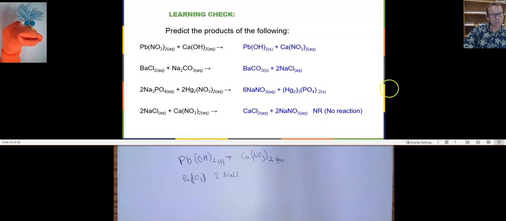Oh, and why do we say no reaction here? Because neither of those are solids. That's right, neither of these are solids. And so these are going to be broken up into ions just as they were when they were in solution, and there's no change going to happen when I combine these two solutions together.